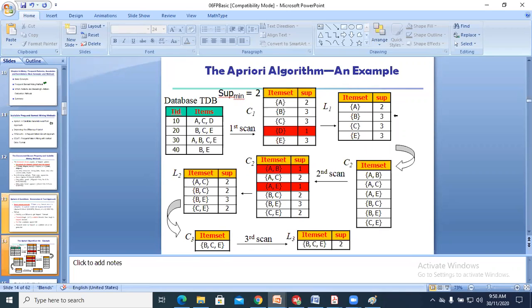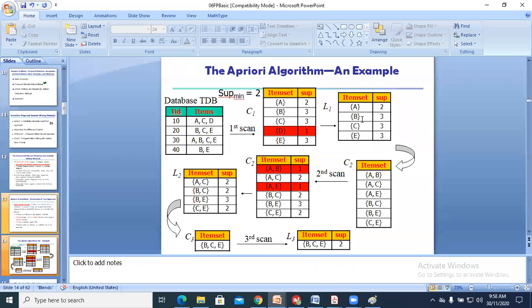Because the items in this frequent list satisfy the minimum support, from this we generate the candidate 2 list, or the list of 2 candidates. So in fact, we have AB.